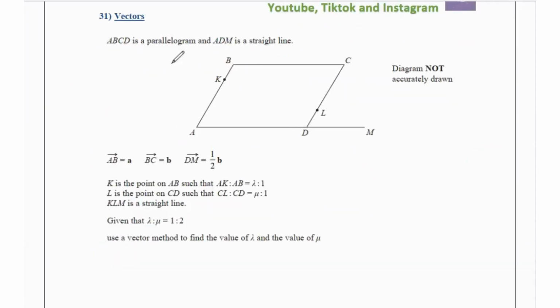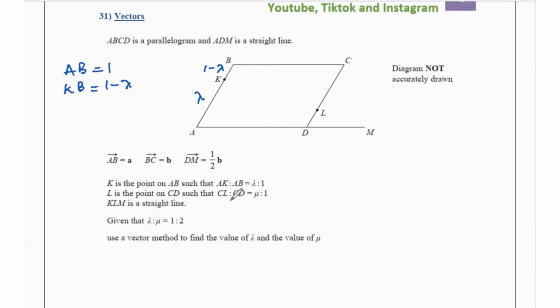The question says that ABCD is a parallelogram and ADM is a straight line. Vector AB is given as A, vector BC is given as B, vector DM is half of B. K is the point on AB such that AK is to AB is lambda is to 1. So if we're saying that AK is lambda and AB is 1, then KB is going to be 1 minus lambda. So this is 1 minus lambda.